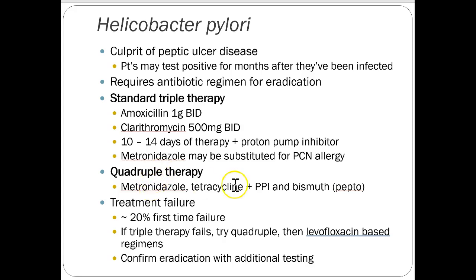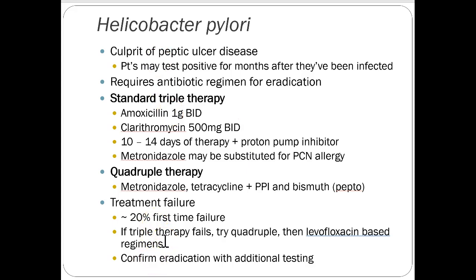And metronidazole, tetracycline, PPI. So it's a similar course where you just have two antibiotics and your PPI. You add on Pepto-Bismol or bismuth subsalicylate, and that's going to give you kind of like a topical antimicrobial effect. The bismuth subsalicylate is actually a little bit of an antimicrobial in and of itself. These treatments aren't the greatest in the world. They have about a 20% first-time failure rate.